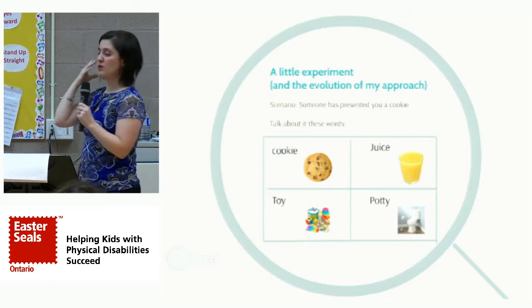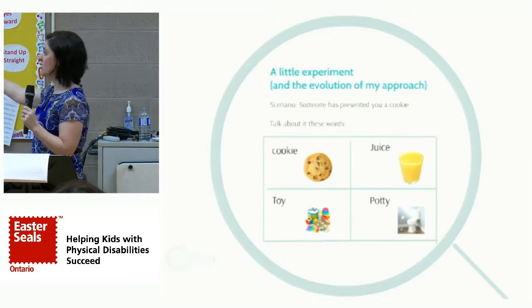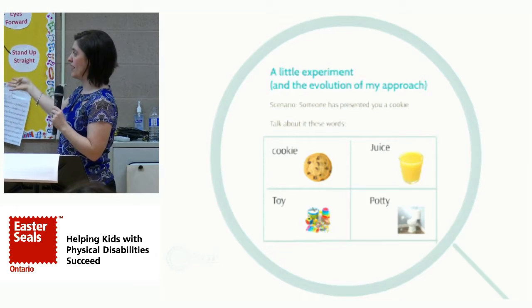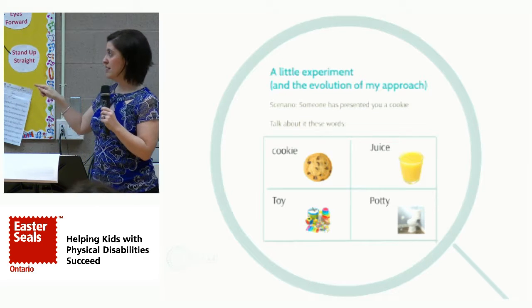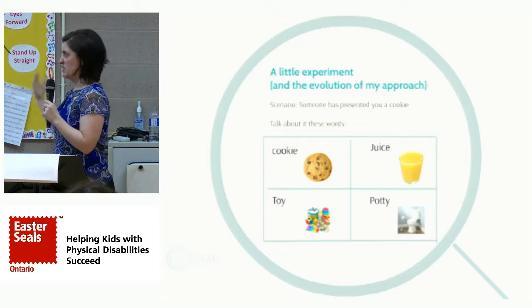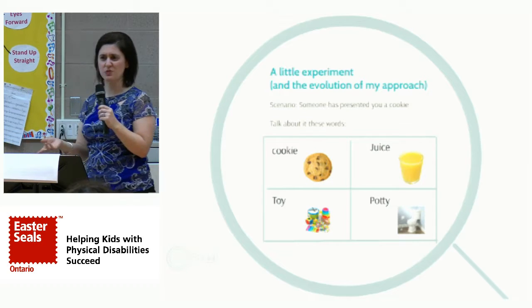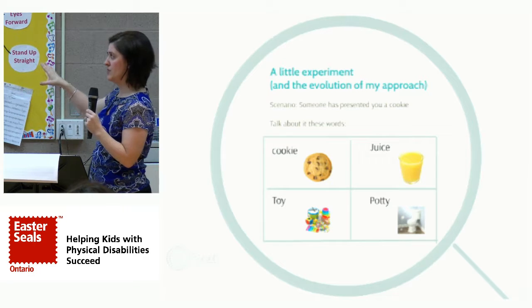So then think about this, though. If someone were to give you a cookie, what can you say with this? So you've got cookie, juice, toy, potty. But you can't say much, right? You can identify cookie. You can maybe say you want some juice with your cookie. But what if you don't like orange juice? What if you want milk, right? Not a whole lot here to talk about.